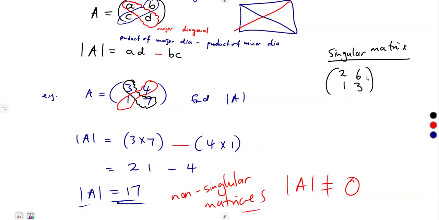If you were to find the determinant of this matrix, the determinant was going to be the product of the major diagonal. What is in the major diagonal? 2 times 3.